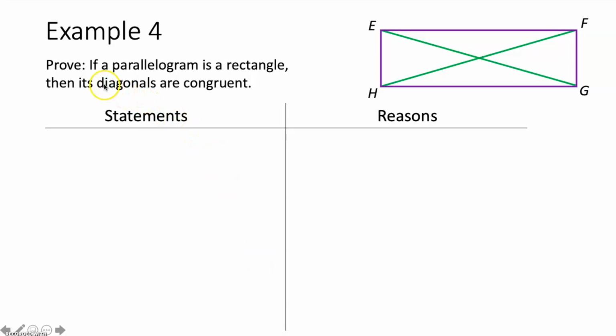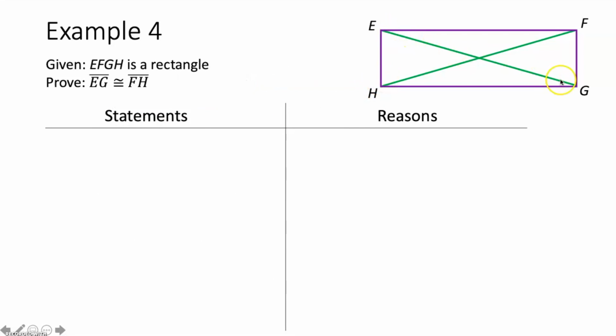Now, example 4 says, prove if a parallelogram is a rectangle, then its diagonals are congruent. So in order to prove this, we're going to use this figure right here. The if part, if you recall, is what you're given. So we are given a parallelogram is a rectangle. Here we are given EFGH is a rectangle, and we are trying to prove the diagonals are congruent. So segment EG is congruent to segment FH. Notice how I changed from my statement of what I'm trying to prove to a given and what I'm trying to prove. This is going to help us in our 2-column proof.